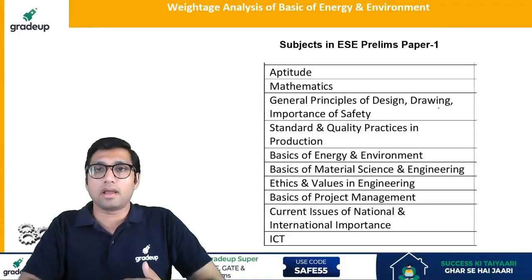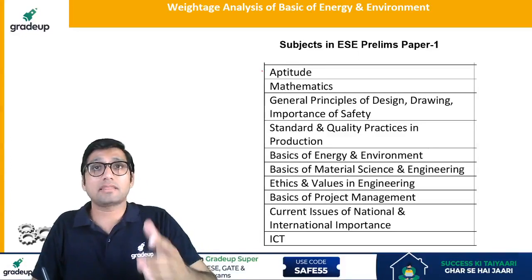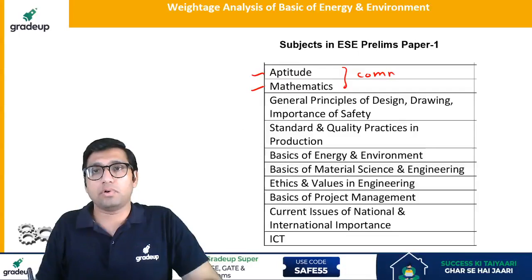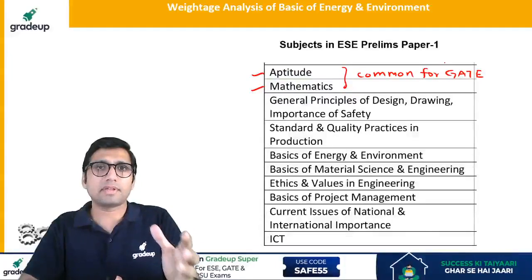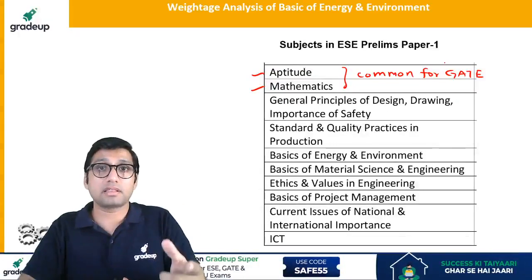If we talk about the subjects in the ESE Prelims Paper 1, these are the different subjects. You will be having 10 subjects: aptitude and mathematics, which are common for GATE also. In the GATE examination also, you study these two subjects, so kind of the same syllabus is there in the ESE also, aptitude and mathematics. It is engineering mathematics, by the way.